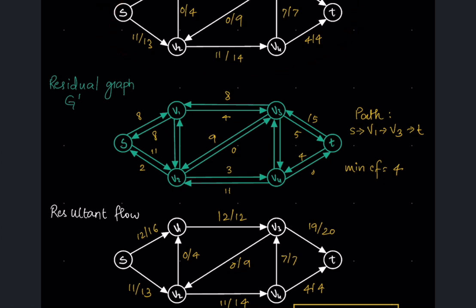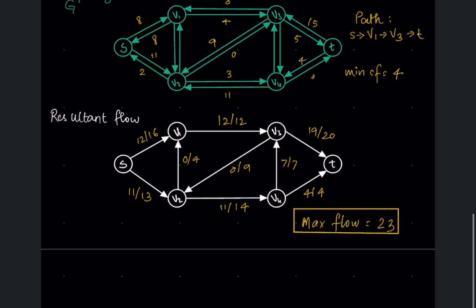Now we can see that there's still scope for an augmenting path. So let us choose the path from S to V1, V1 to V3, V3 to T. And we can make out that the scope for filling out the capacity here is again 4.